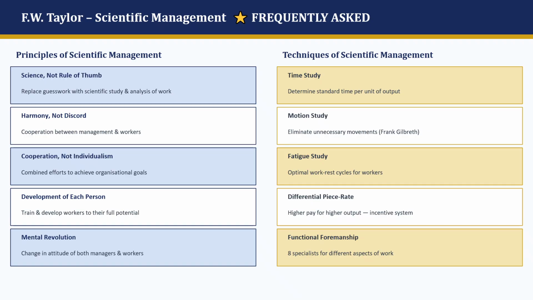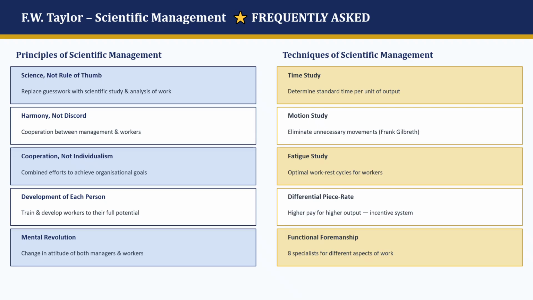F.W. Taylor, Scientific Management. F.W. Taylor introduced the concept of scientific management, focusing on improving efficiency and productivity. His principles include science, not rule of thumb, which means replacing guesswork with scientific methods, harmony, not discord, which promotes cooperation between management and workers, cooperation, not individualism, which emphasizes teamwork, development of each person to their full potential, and mental revolution, which requires a change in attitude of both workers and management towards cooperation.